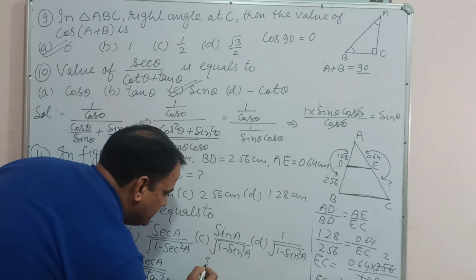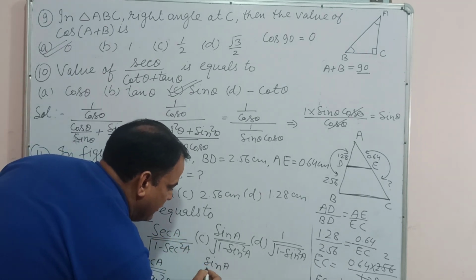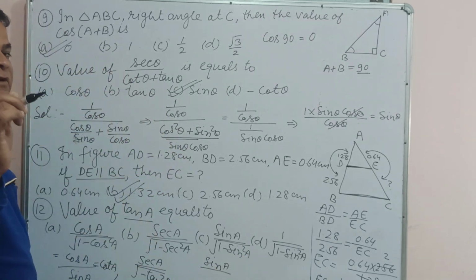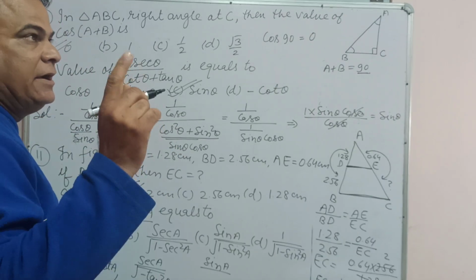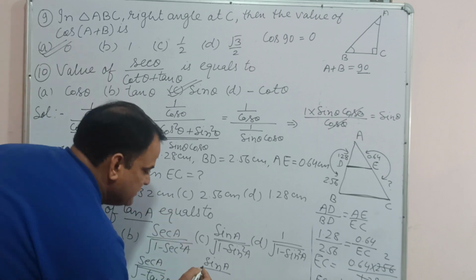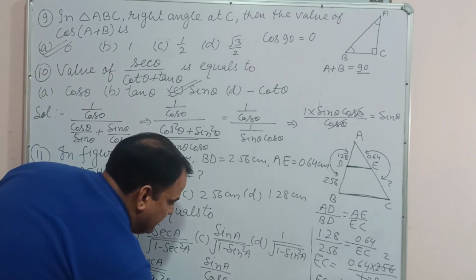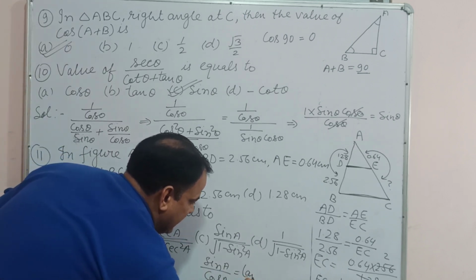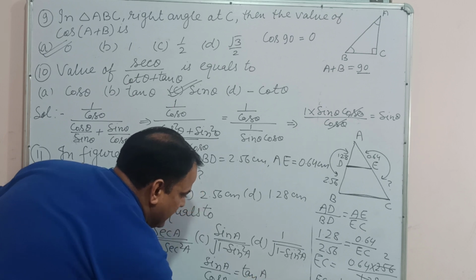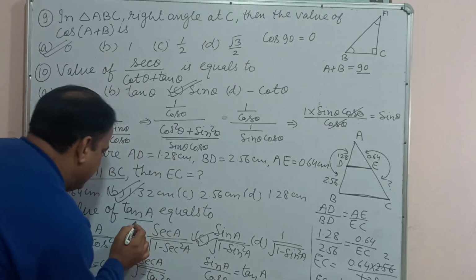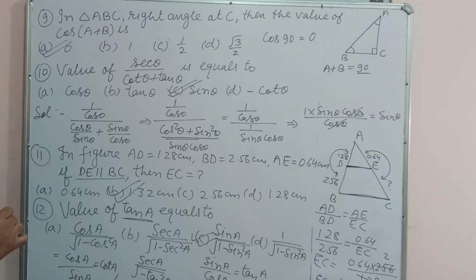Our third option is sin A upon the square root of 1 minus sin square A, which equals cos square A under the root, and the square root of cos square A is cos A, and sin A upon cos A equals tan A. We can conclude that this option C is right, it equals tan A. You can take a screenshot of this solution.